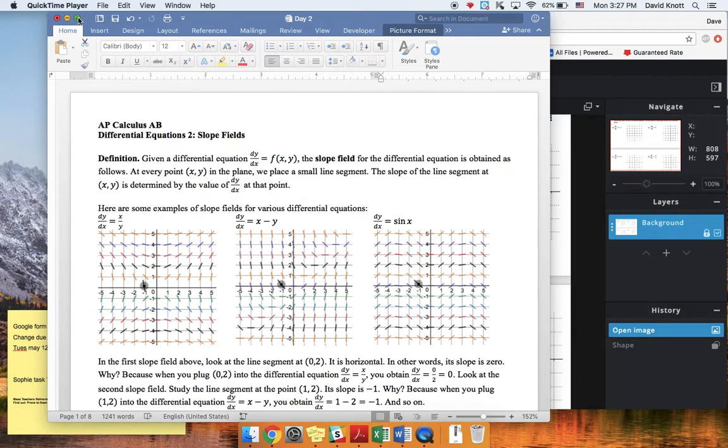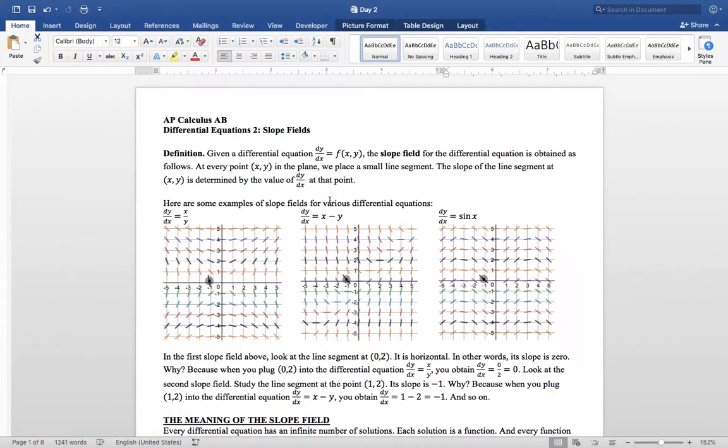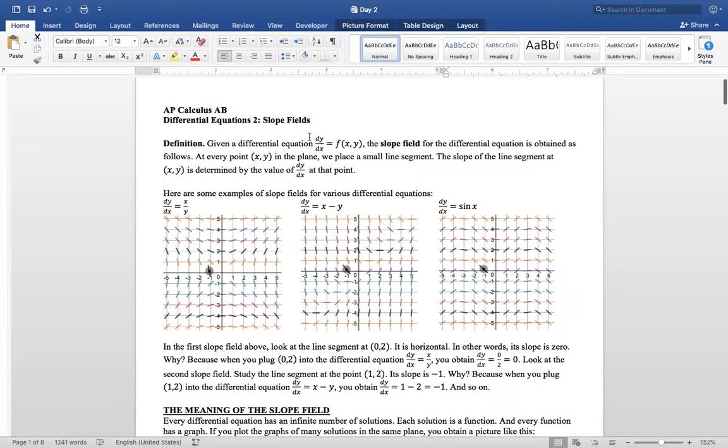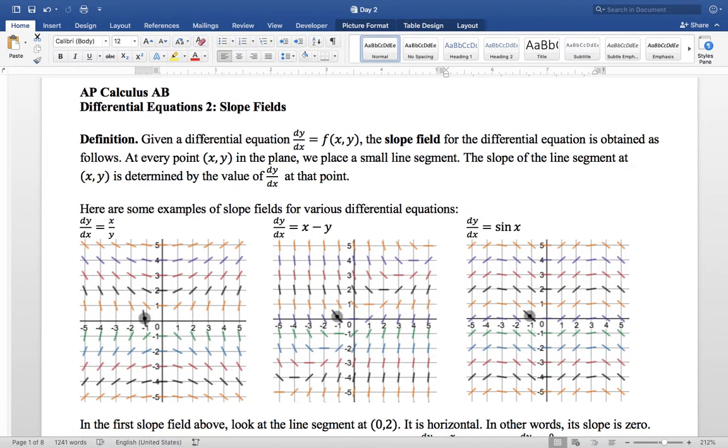Today we're going to talk about slope fields. This is day 2 of differential equations, and I'm just going to pull up the worksheet that we've already given you and use this as a guide. So first of all, let's define a slope field.